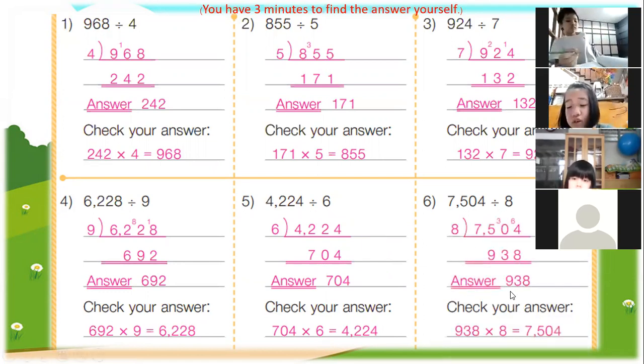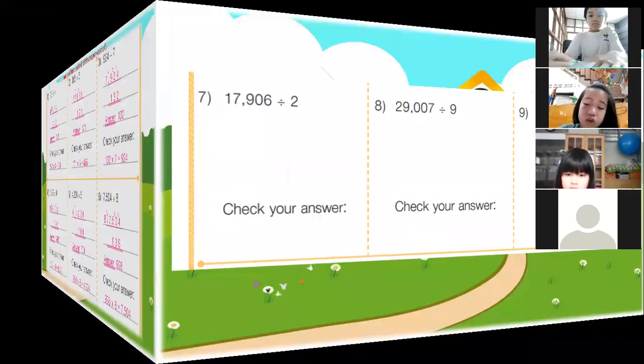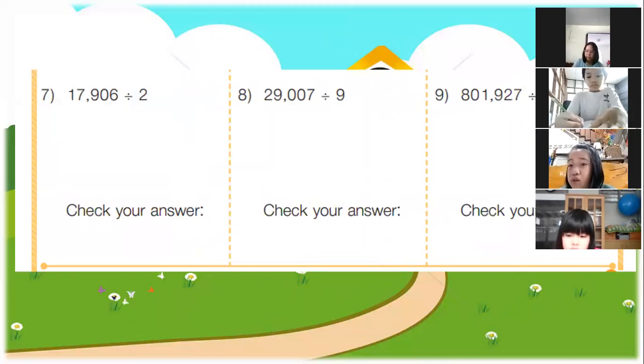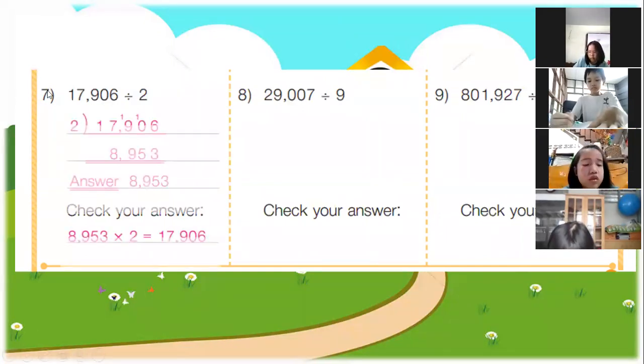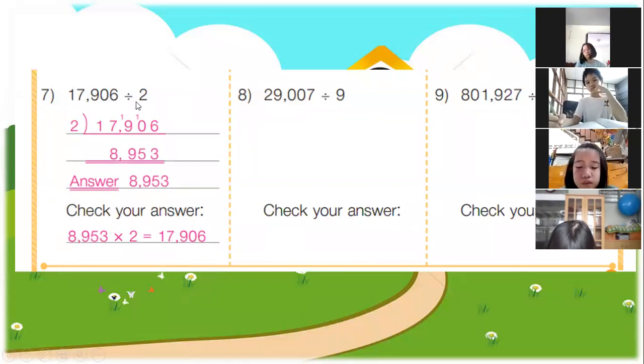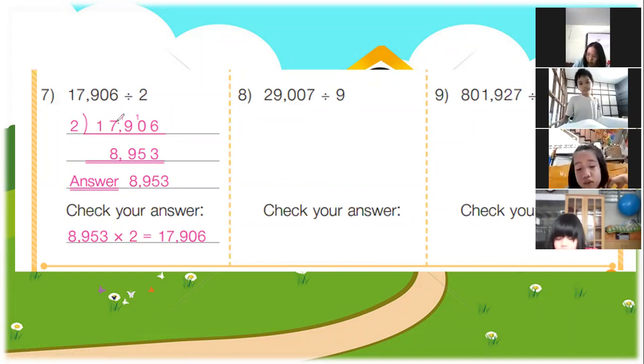938. Very good. That is the correct answer. Okay, now come to question number 7. So question number 7, we have 17,906 and the divisor is 2. Okay, so here now 2 multiplied by 8 is equal to 16. So 17 minus 16 is equal to 1. 1 will carry over at the 100 place.